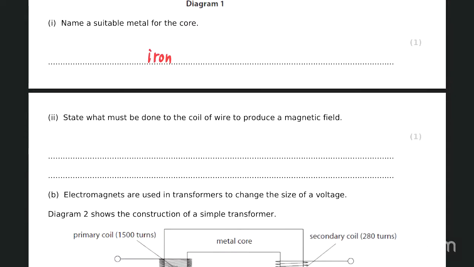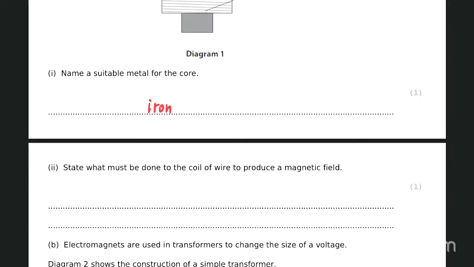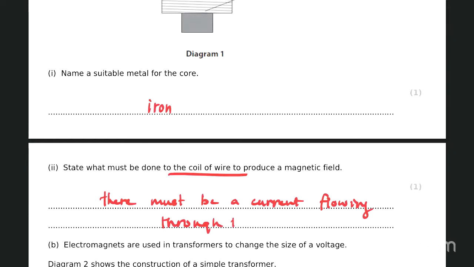State what must be done to the coil of wire to produce a magnetic field. So there must be a current flowing through the wire. Always remember, without any sort of current, there won't be any magnetic field, right?